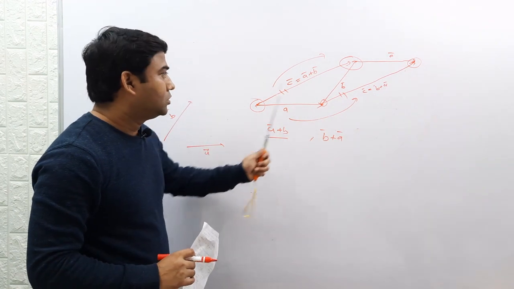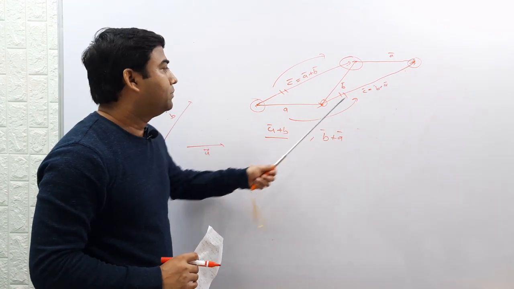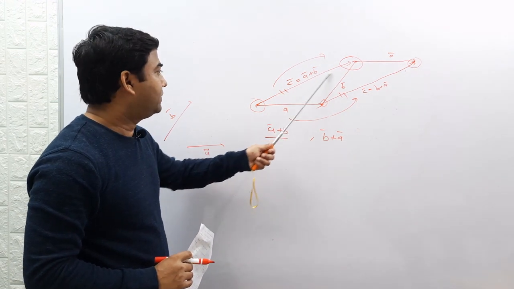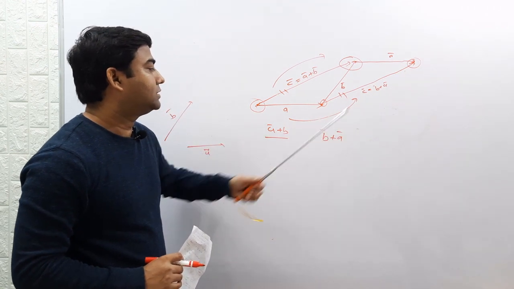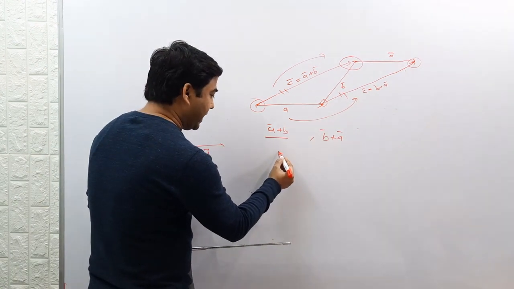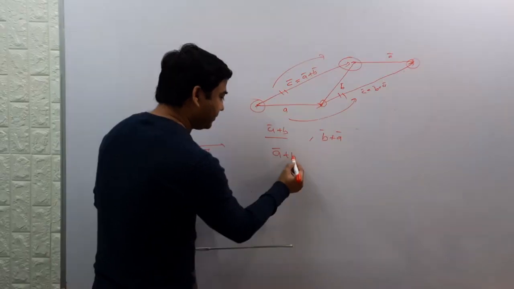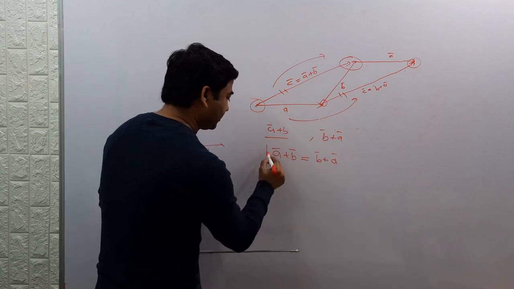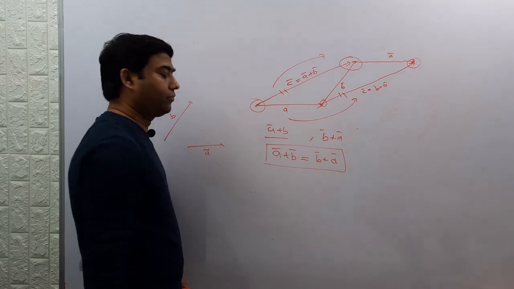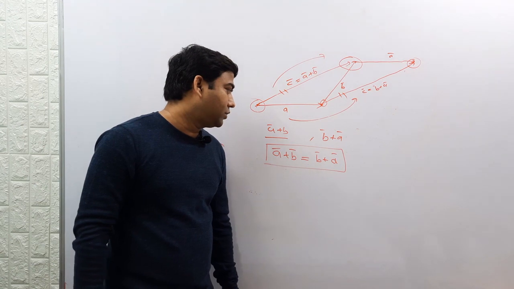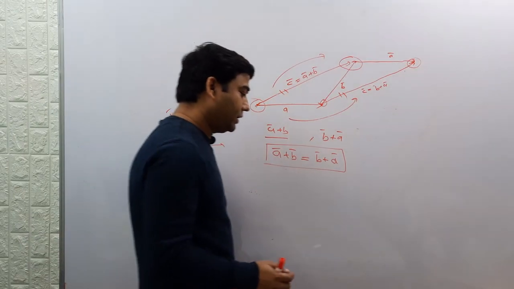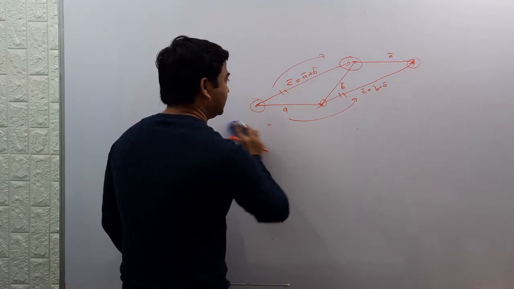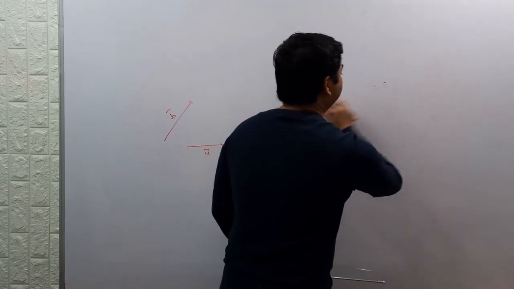As per the condition of a parallelogram, parallel sides are the same in magnitude and direction. So this vector and this vector are the same. So we can say that addition of vectors follows the law of commutation, B plus A. Addition of vectors follows the law of commutation. And now we will find the direction and magnitude of the resultant vector.